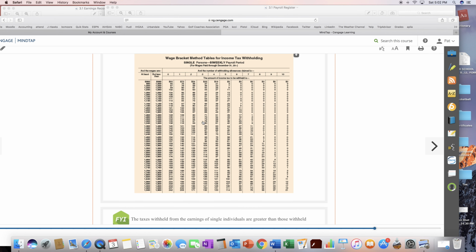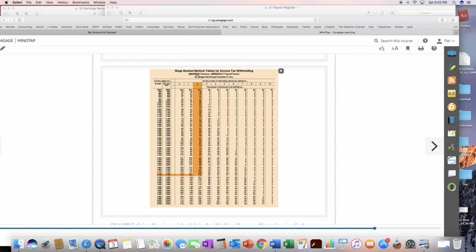If it's single, you go to that chart. If it's married, you go to here, and this is the example we have where that falls in this range, and he's married. They're married with two allowances, so the tax goes to 104. As you can see, the more allowances, the less taxes you get taken out of your check. The less allowances, the more taxes taken out.